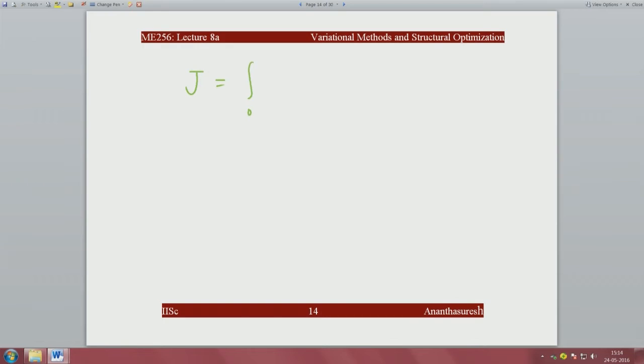Okay. So, we discussed what Gâteaux variation is. Now, let us complete the example that we took in the last part of the lecture. Again I would take this functional, J equals the integral from 0 to L of square root of y prime squared plus 1, divided by square root of y, dx. So, that is our functional. We want to minimize this functional, which is the Brachistochrone time, with respect to y of x.